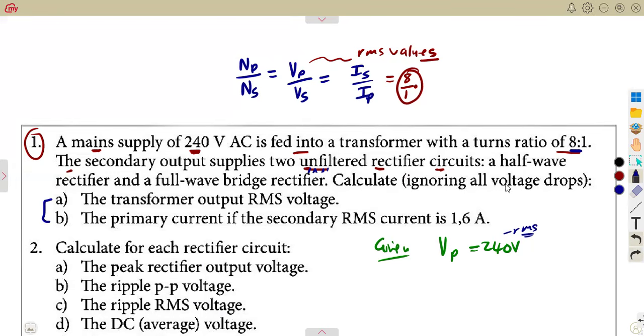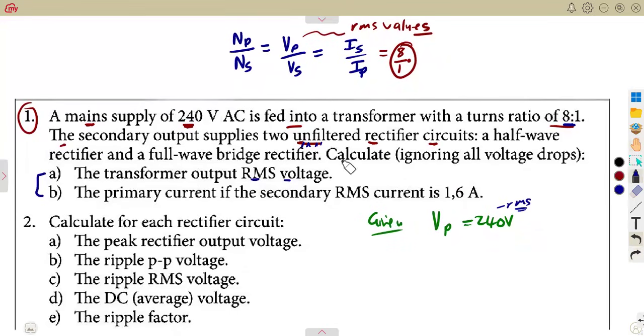Calculate, ignoring all voltage drops, the transformer output RMS voltage. Remember, as long as you're dealing with the transformer, unless you are given or stated otherwise, these values, the voltage and current, are RMS values. So in this case, they are simply asking you to calculate VS, the output voltage, which is the RMS voltage, all right?